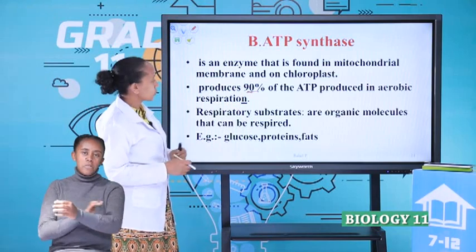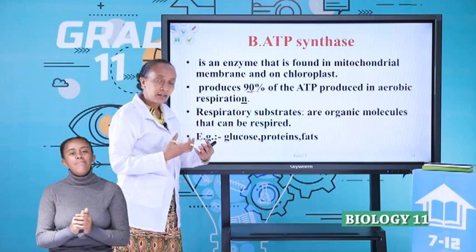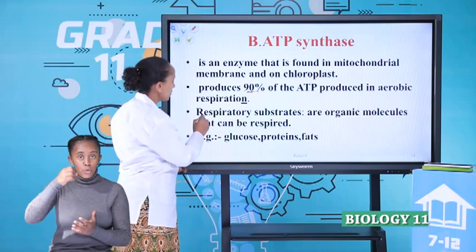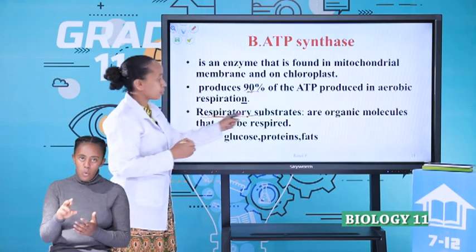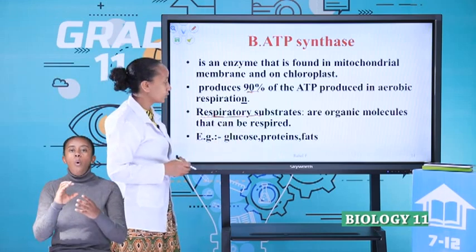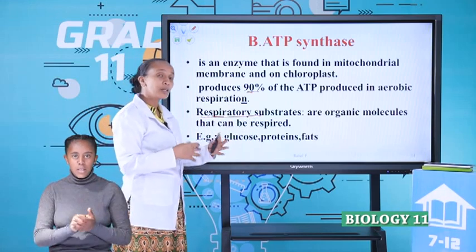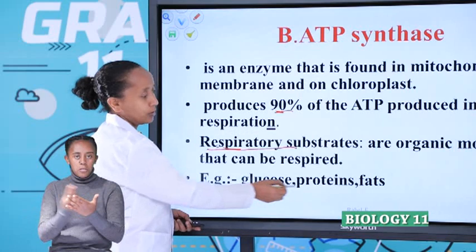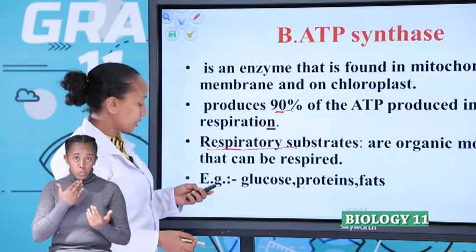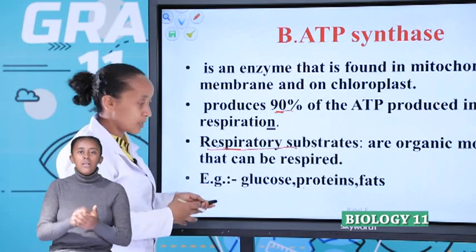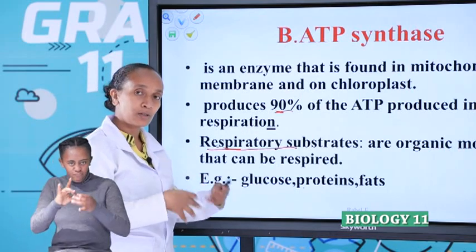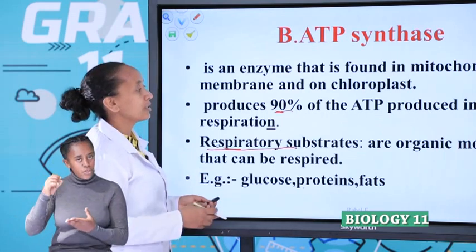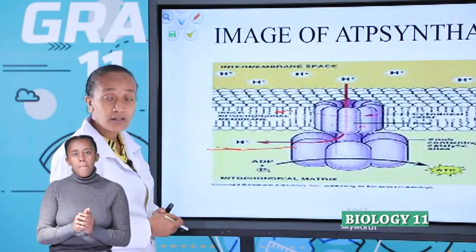ATP synthase produces ATP by using hydrogen ions that are released from respiratory substrates. These respiratory substrates are organic molecules that can be respired, which means they can be broken down to release energy. You can take as examples glucose, protein, fats, and so on. When these substrates break down in the respiratory pathway, they release hydrogen ions, and these will be used by ATP synthase to synthesize ATP.